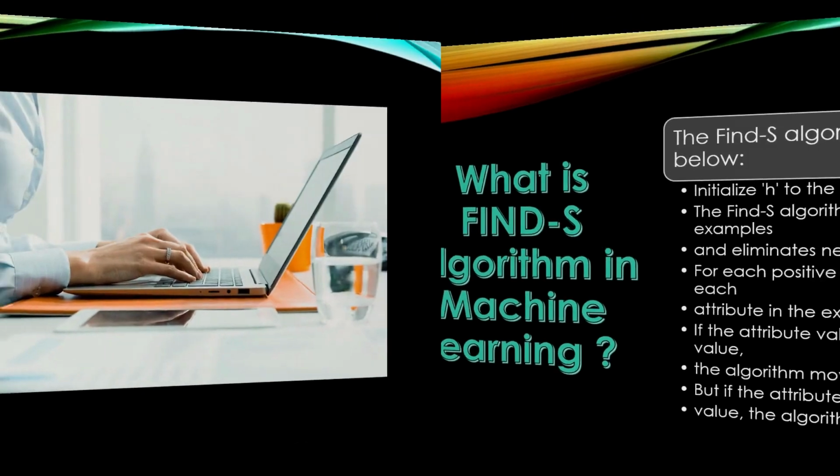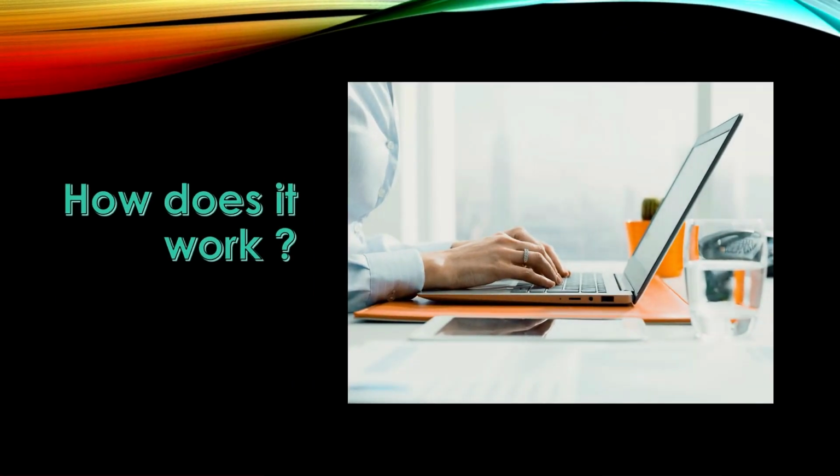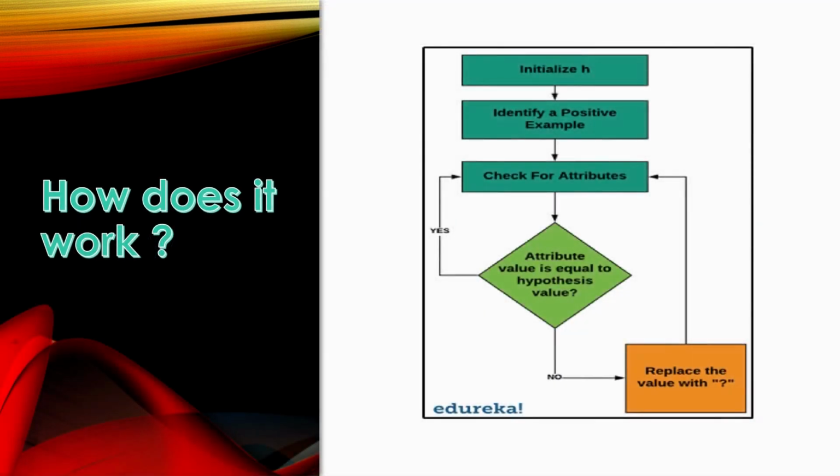Now that we have a basic explanation of Find-S algorithm, let us also take a look at how it actually works. Here is a flowchart of how the Find-S algorithm actually works. The process starts with initializing H with the most specific hypothesis. Generally, it is the first positive example in the dataset. Now, I'll be clearing up the positive and negative examples when I tell you about how we can implement the Find-S algorithm.